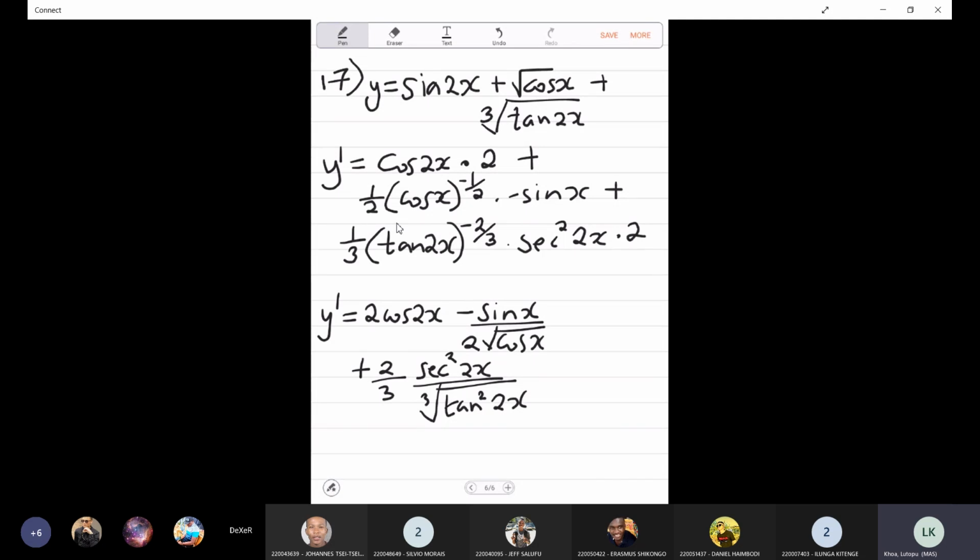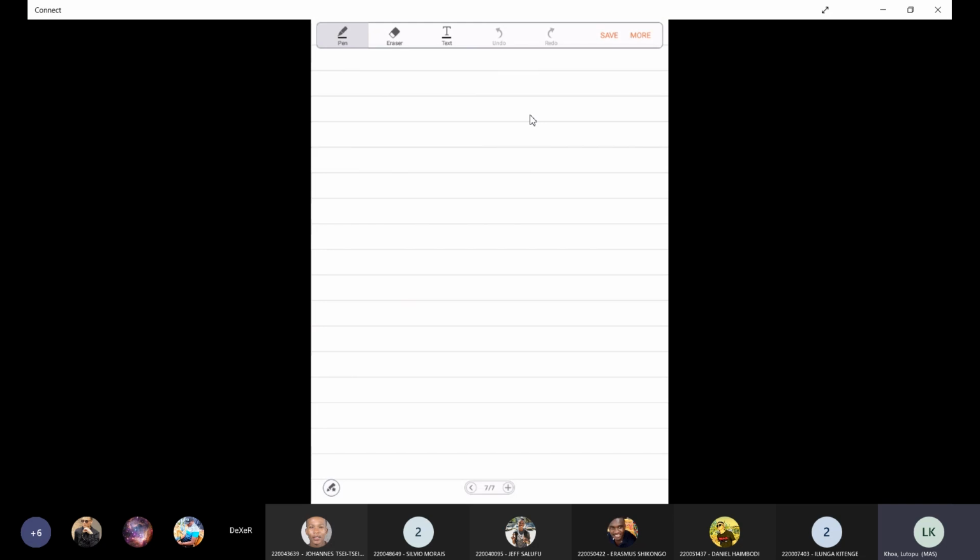Okay, so here we used trigonometric differentiation as well as the chain rule. And for the third term, we had to use the chain rule twice. So make sure you use the chain rule correctly. Then number 19 also involves trigonometric.